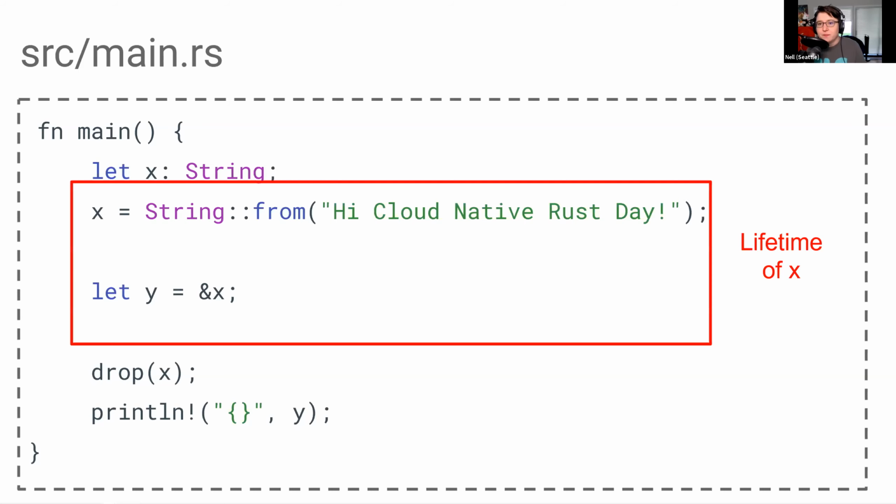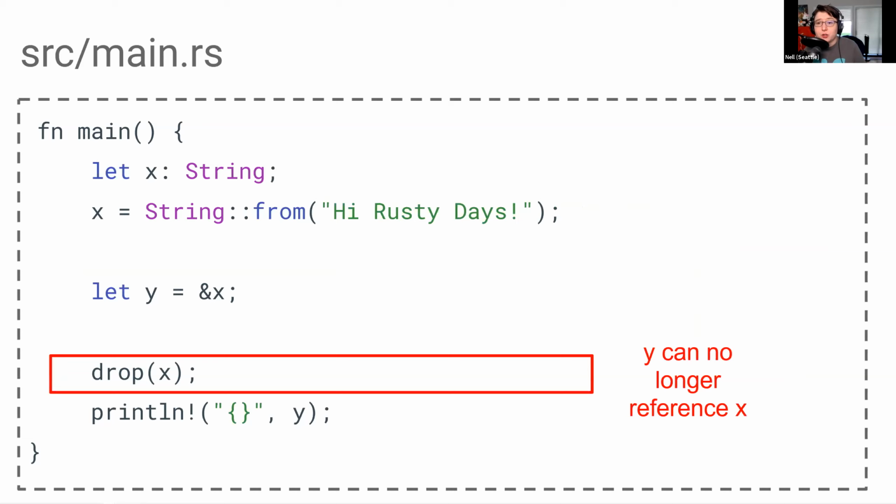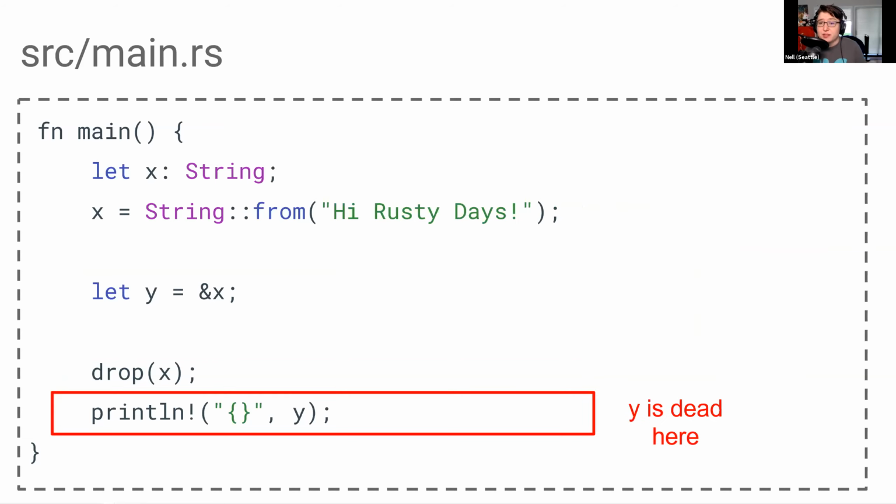Looking at this in the code, again, this is X's lifetime. And this is what needs to be the lifetime of Y, which is a reference to X. Notice that even though they overlap, X's lifetime ends before Y's lifetime is supposed to end. Y can no longer reference the value of X after this line. So at this point, along with X, Y would be dead. In order for this code to compile, the lifetime of X must last at least as long as the lifetime of Y.